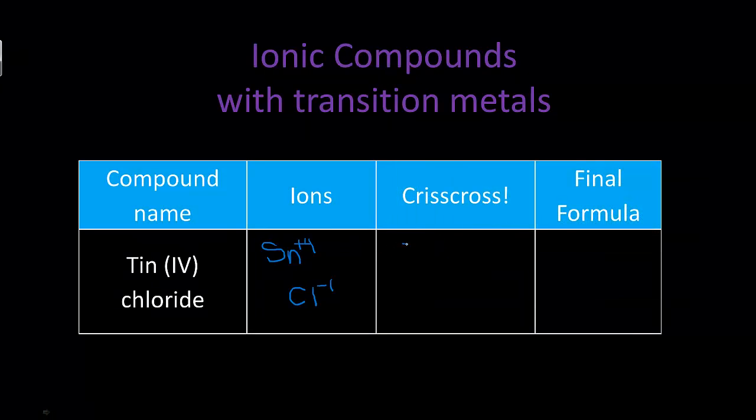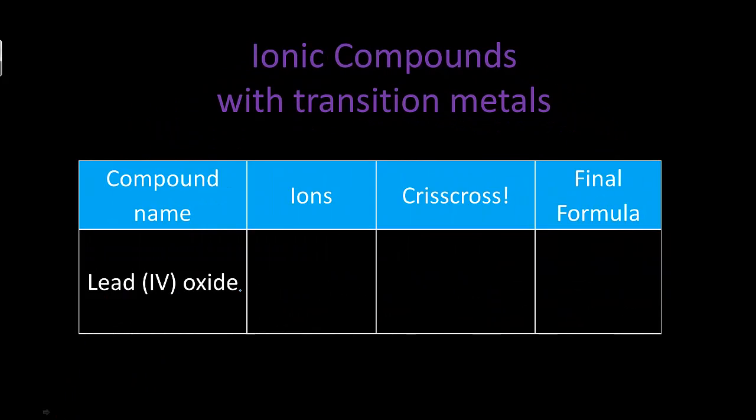Now we're going to crisscross. So we have Sn, our metal always comes first in our formula, and then Cl minus. That 1 goes down by the Sn, and we never put 1s, and this 4 goes down by the Cl. This is in our lowest whole number ratio. We cannot get these numbers any smaller, so SnCl4 is our final formula for tin 4 chloride.